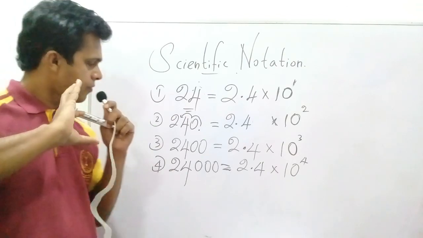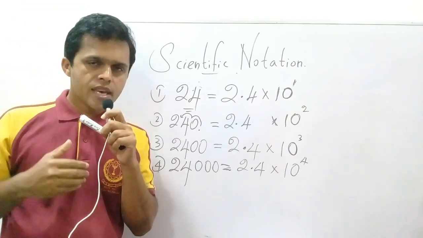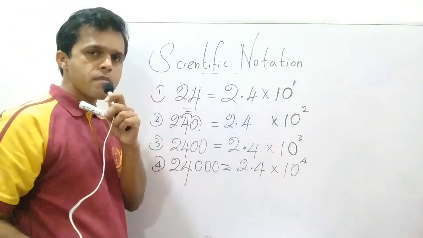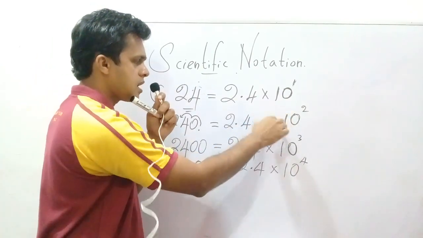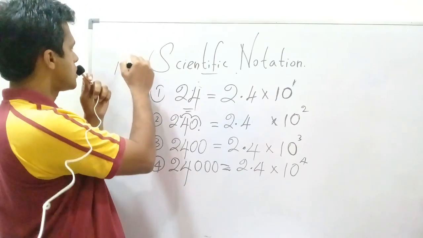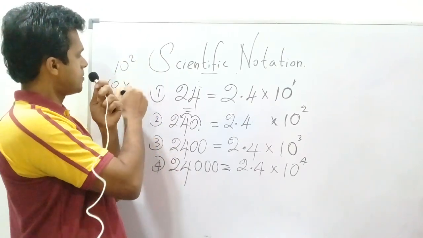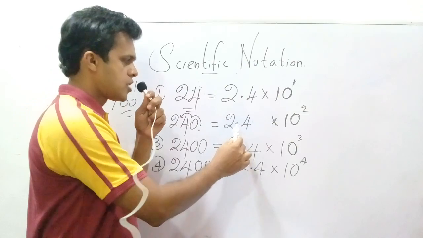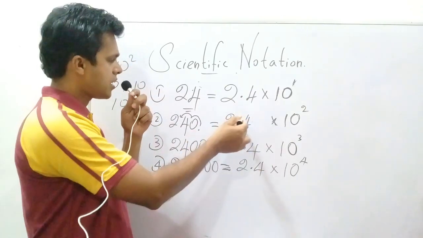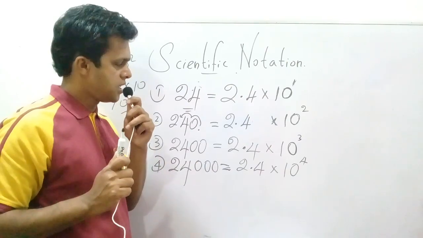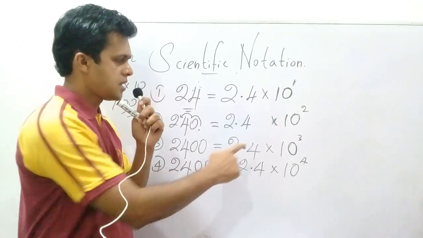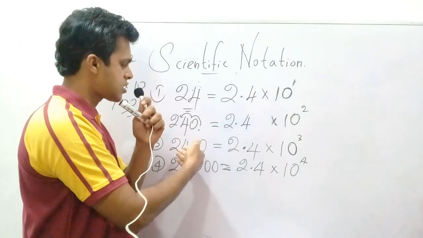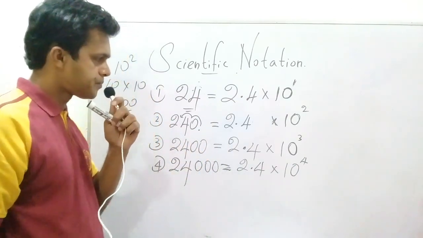So you could write any number in scientific notation. Learn this: 10 to the power 1 means 10. 10 to the power 2 means 10 into 10, which is 100. So 2.4 into 100 is 240. 10 to the power 3 means 1000. So 2.4 into 1000 is 2400.